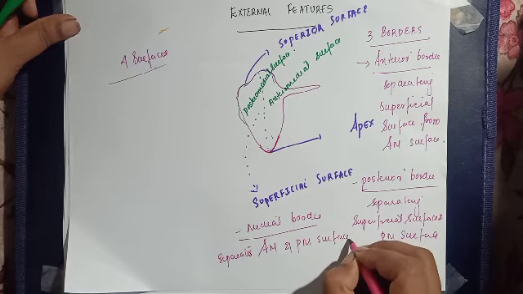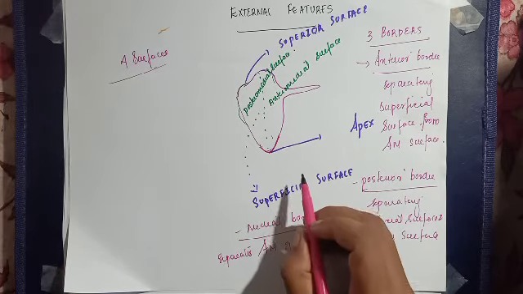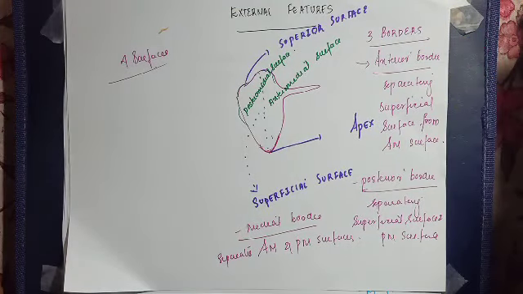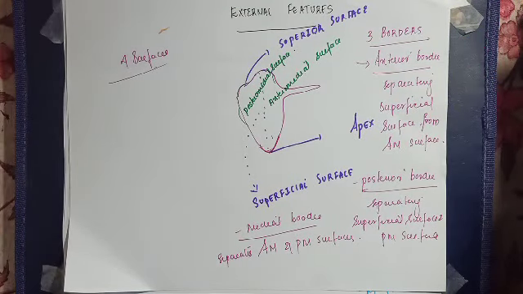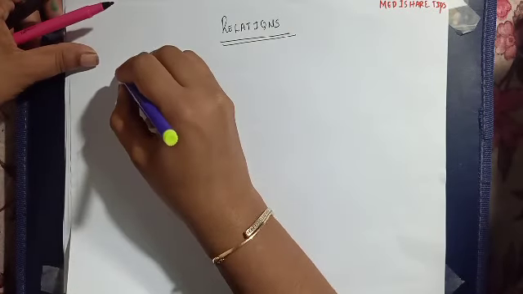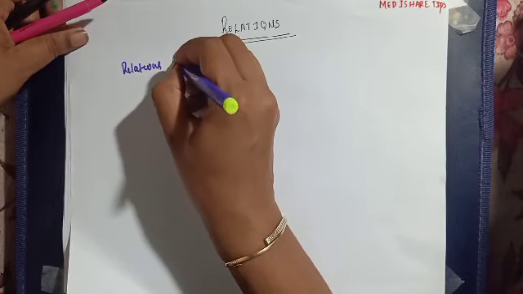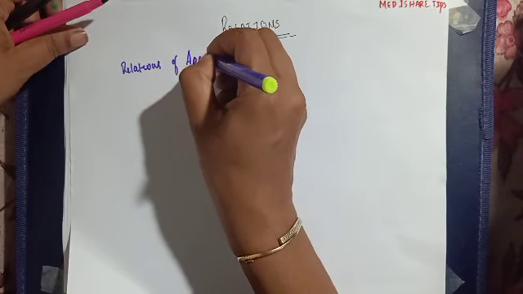So that is all about the external features. It has got an apex, 4 surfaces, 3 borders. Okay, now we'll discuss the relations of each of these parts. So while discussing the relations of the parotid gland, we will discuss the relations of each part of this parotid gland. So first we will discuss the relations of the apex of the parotid gland.